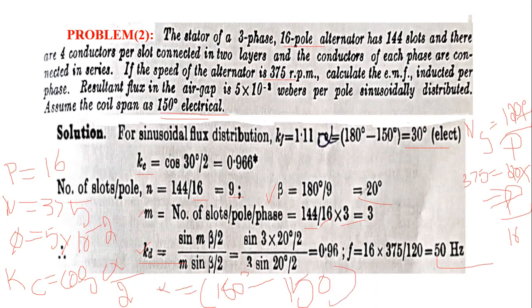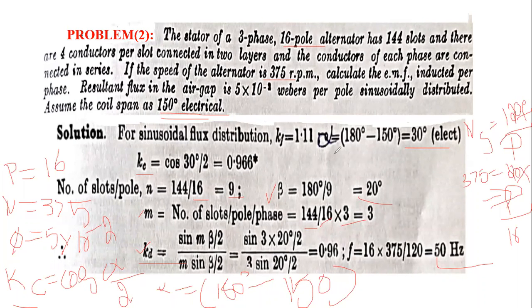180 minus 150, then we obtain the alpha value. After that, we calculate the Kc value, that is cos alpha by 2. Therefore alpha is equal to 30, then we obtain the Kc, the coil span factor. What is the Kc? That is the coil span factor.